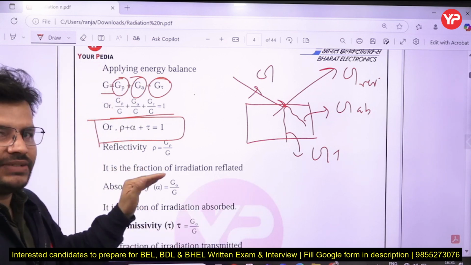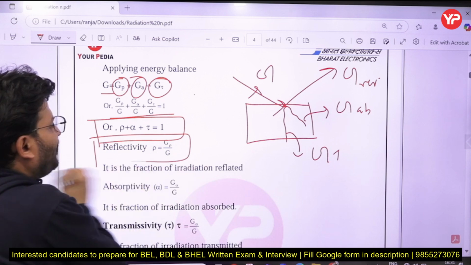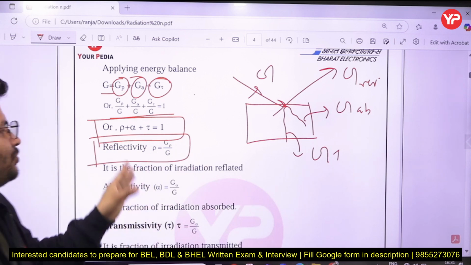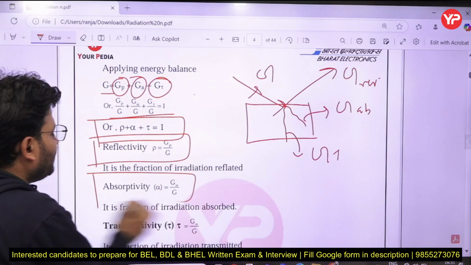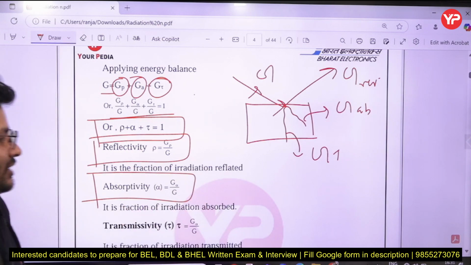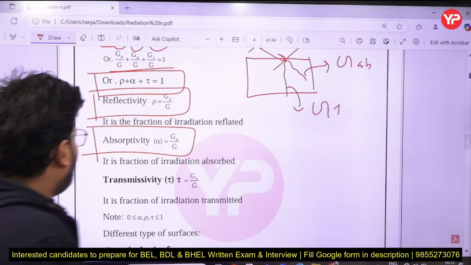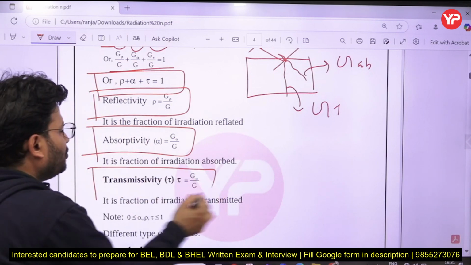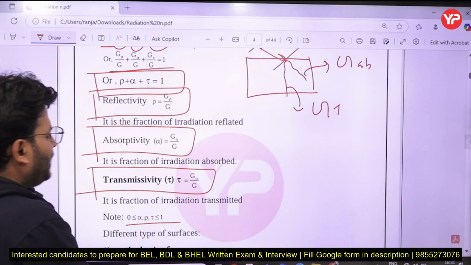So what is reflectivity? The part of the incident radiation which is reflected back is known as reflectivity. What is absorptivity? The part which is absorbed is known as absorptivity. If we talk about transmissivity, the part which is transmitted is known as transmissivity. Try to keep all of that in mind.